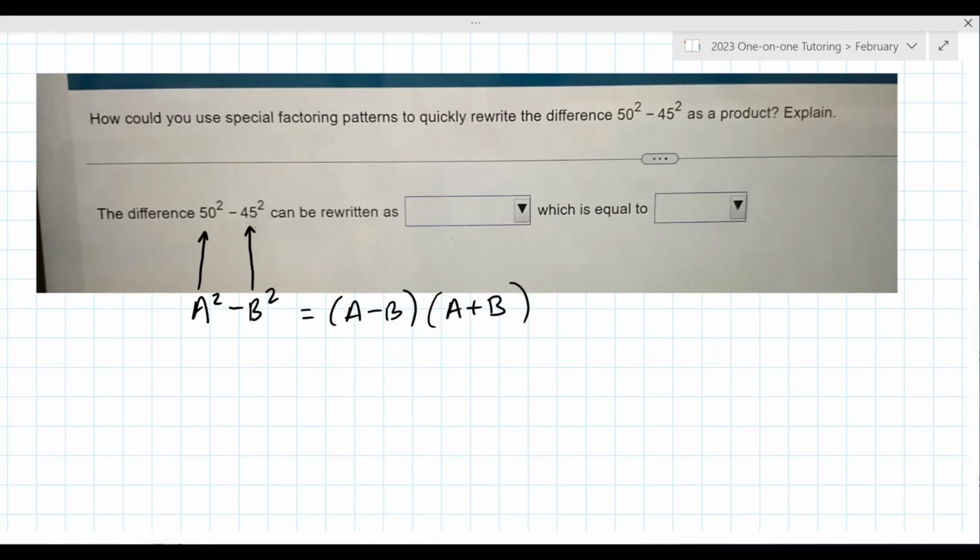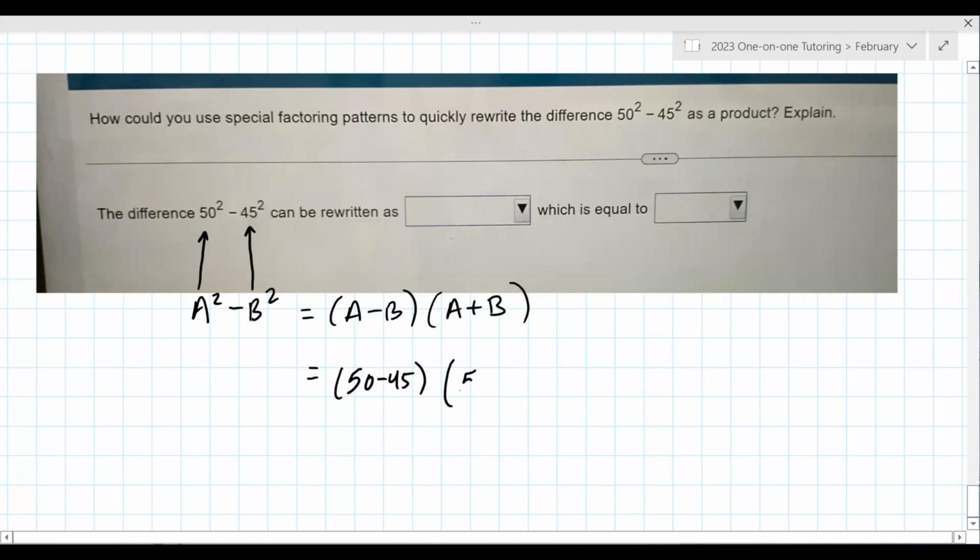And you might think, well, why would I ever do this? I mean, I just throw this into my calculator and get a number. It leads to the next thing that does not have numbers, where you have to use the formula. So in your problem here, it's 50 minus 45 times 50 plus 45. All right, so that's probably the first box, something like that.